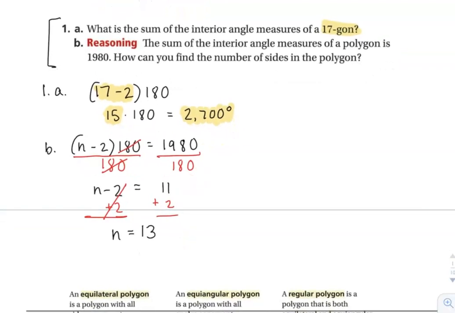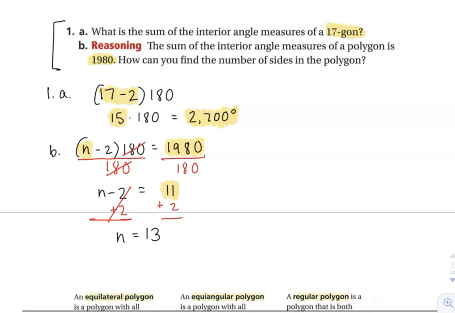And then part B, the sum of the interior angle measures of a polygon is 1,980. How can you find the number of sides? So here you could just work backwards, plug in your degree measure. We're trying to find n. So working backwards, divide by 180 on both sides, you get 11. Then don't forget to add 2 to both sides. You get your number of sides is 13. You could always check that by plugging it back in for n, and it should give you 1,980 degrees.